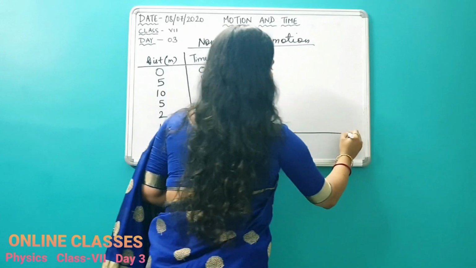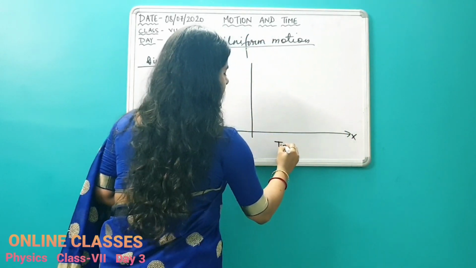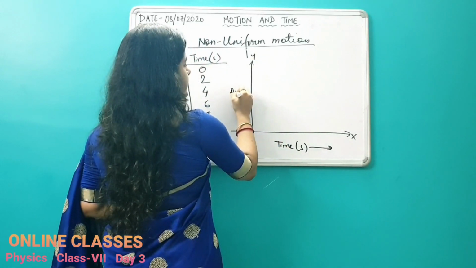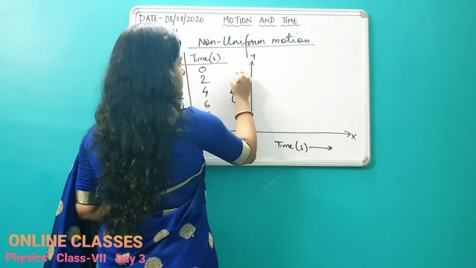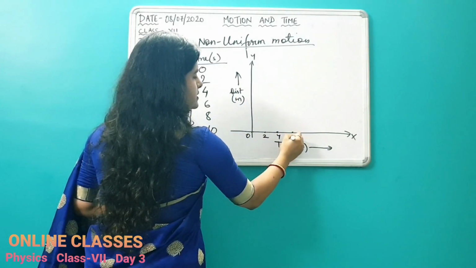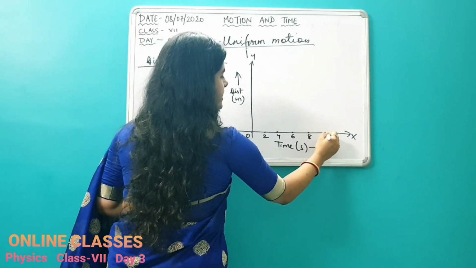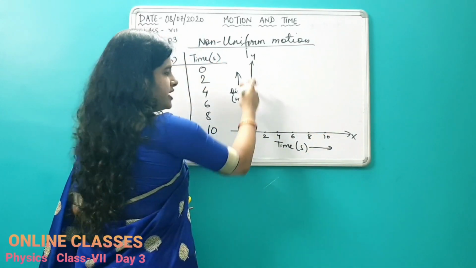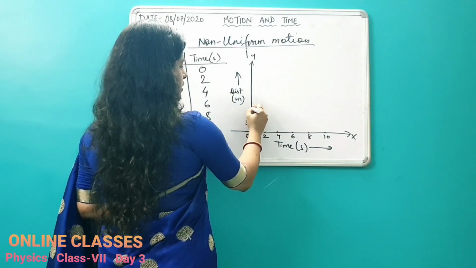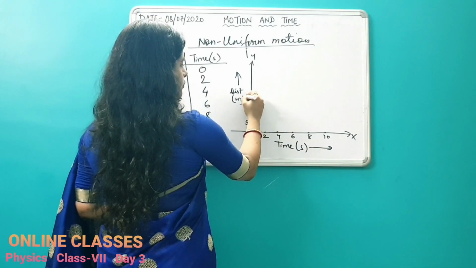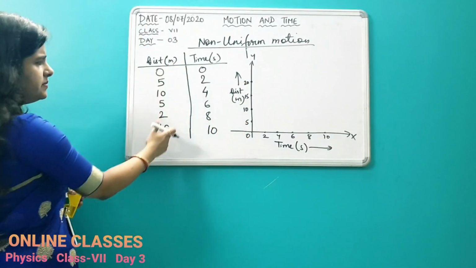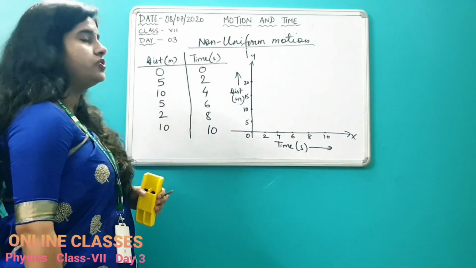Again, the same way, on the x-axis you can construct the time given in second. On the Y-axis you can simply denote the distance given in meter. 0, 2, 4, 6, 8, 10. We have to take equal intervals. So let me take, supposing, 5, 10, 15, 20. 15, 20 is not required, because maximum is 10 over here.